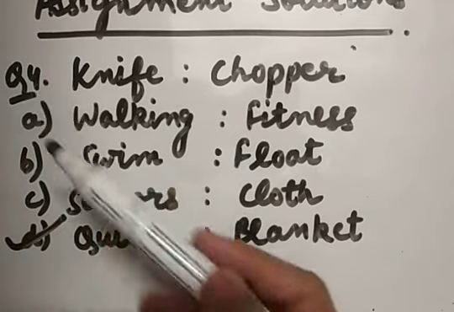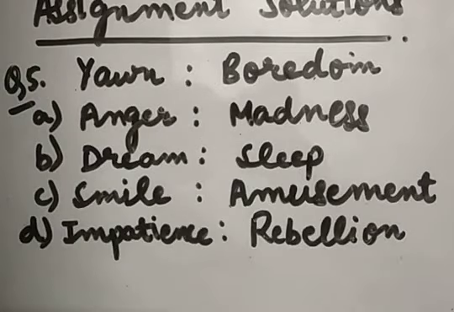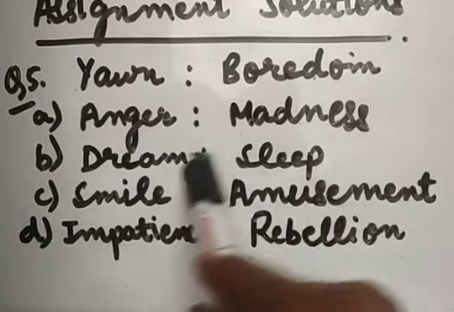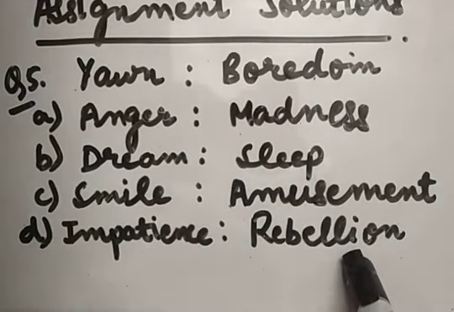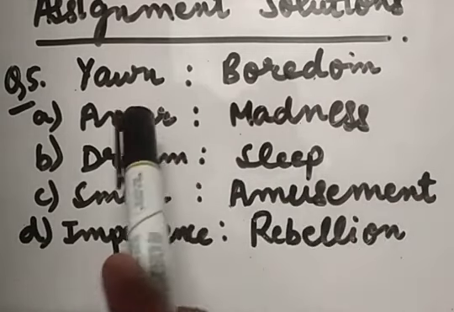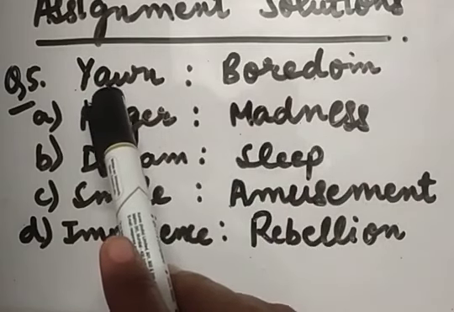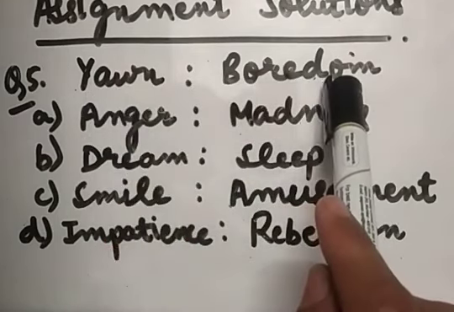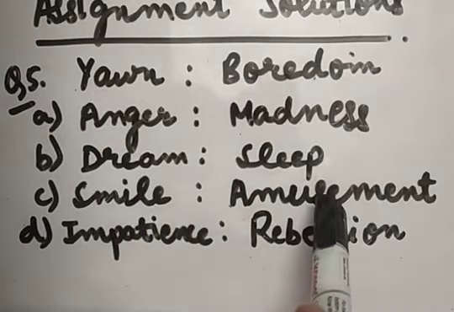So question 4 answer is D option, that is quilt is to blanket, because quilt and blanket both are used for the protection from cold. Question number 5 is yawn, boredom, anger, madness, dream, sleep, smile, amusement, impatience and rebellion. So these are the 4 options given for yawn and boredom. We need to understand the first relationship between yawn and boredom. As yawn indicates boredom, similarly smile indicates amusement.